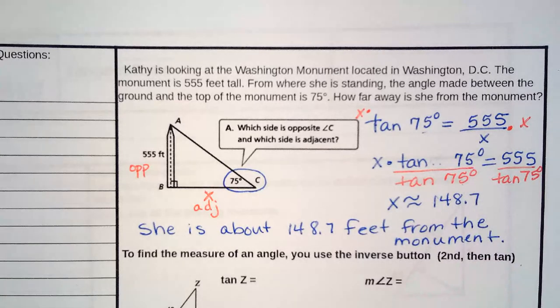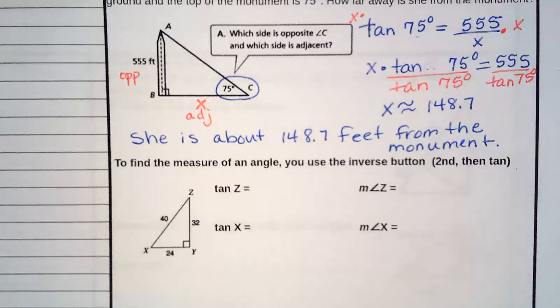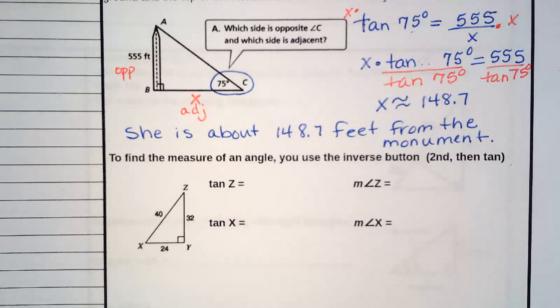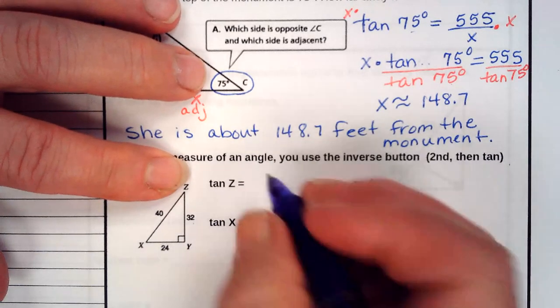Okay, now, to find the measure of an angle, you use the inverse button, the second button, and then the tangent. So if I'm looking at the tangent of Z, the tangent of Z is, if I'm up here, 24 over 32.